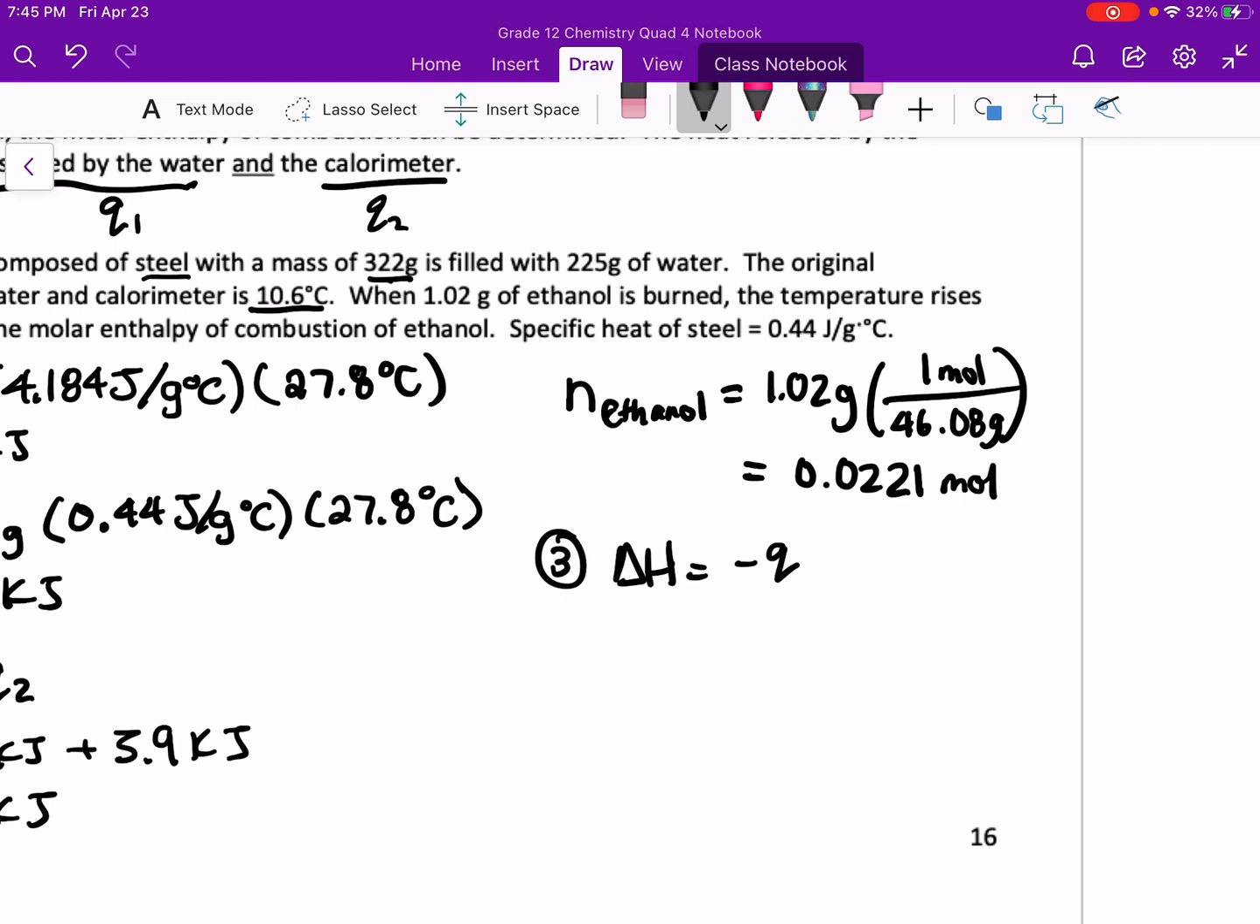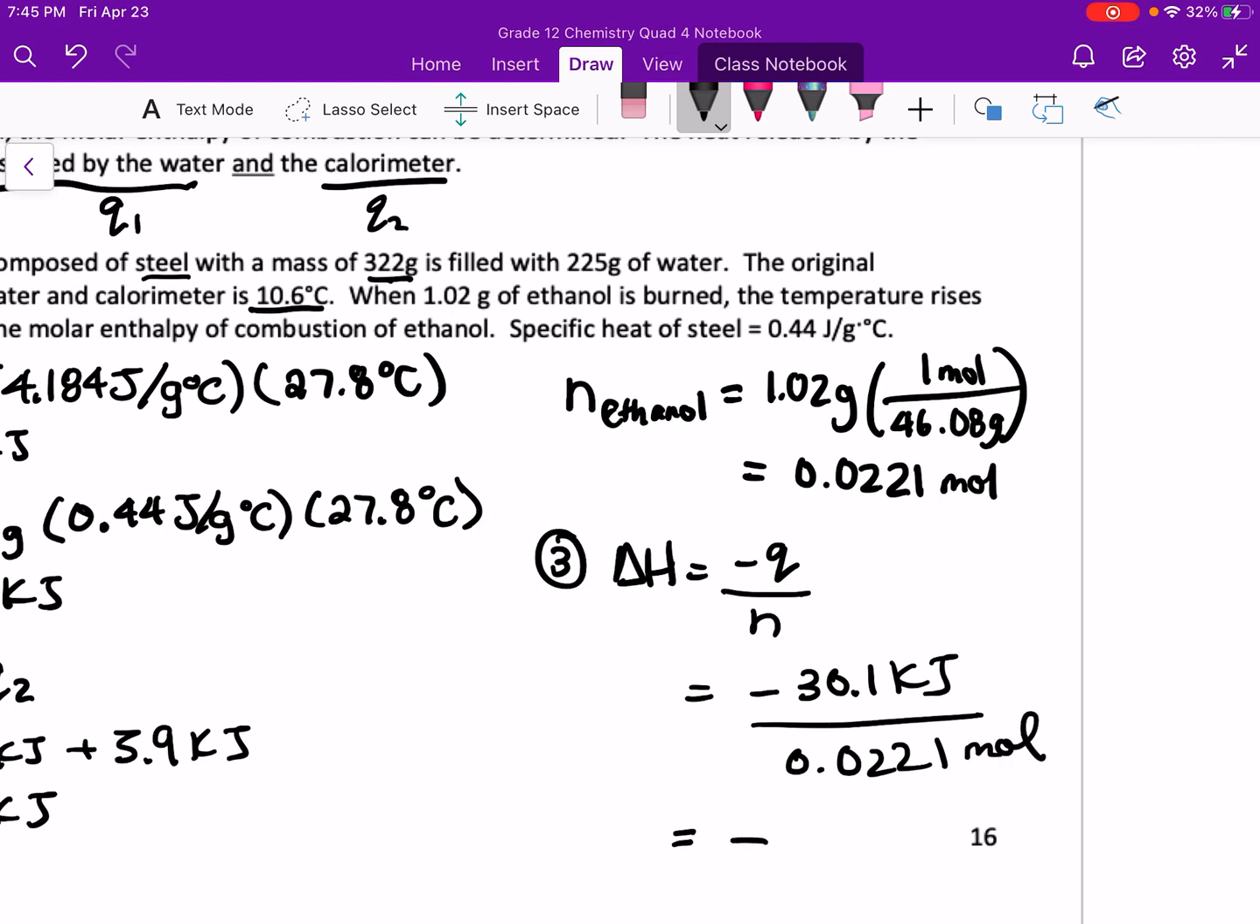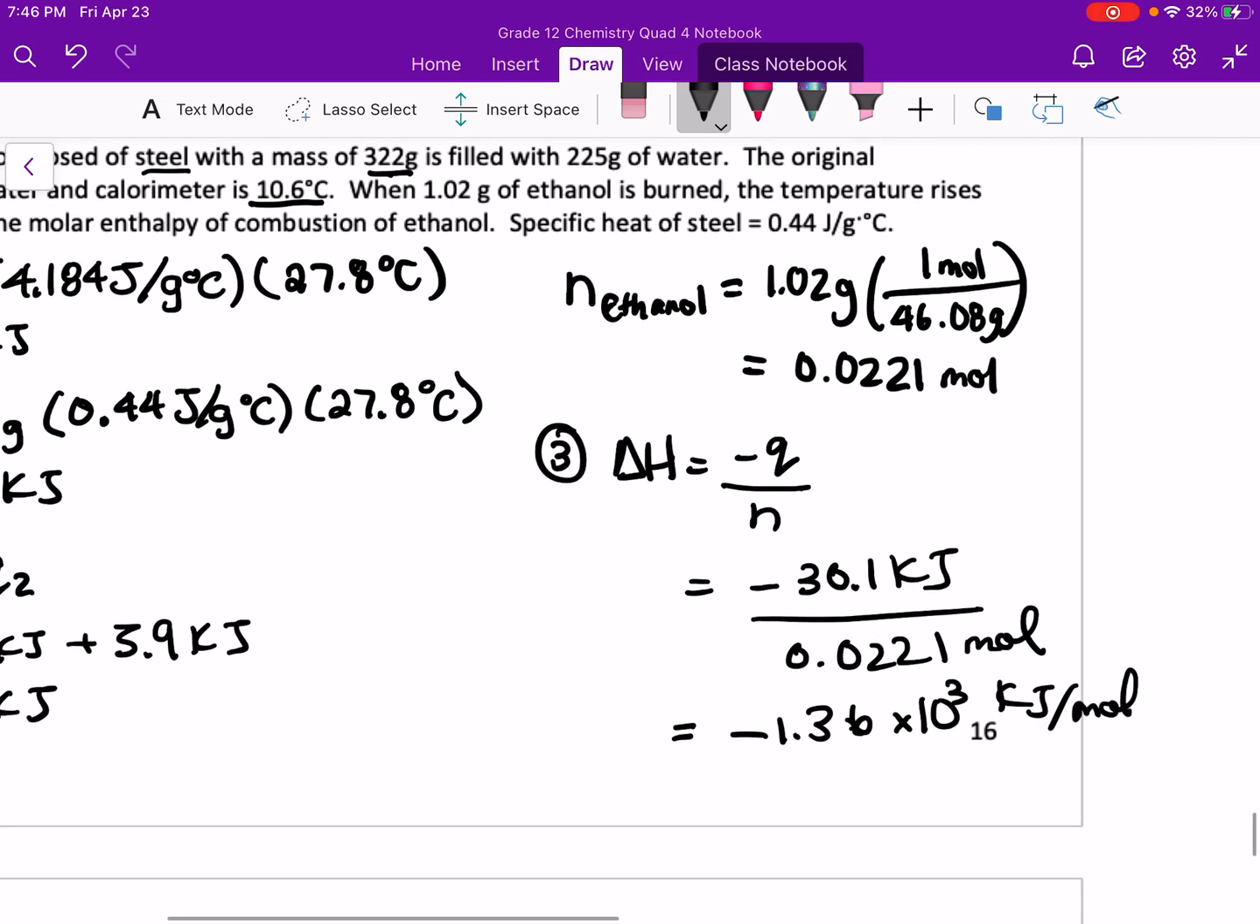In our next step, we're going to find the delta H, the molar enthalpy. We're going to use negative Q divided by our moles. Negative 30.1 kilojoules divided by 0.0221 moles is equal to negative 1.36 times 10 to the power of 3 kilojoules per mole. And if we do a mental check, we know that combustion reactions usually release 1,000 kilojoules per mole of heat.